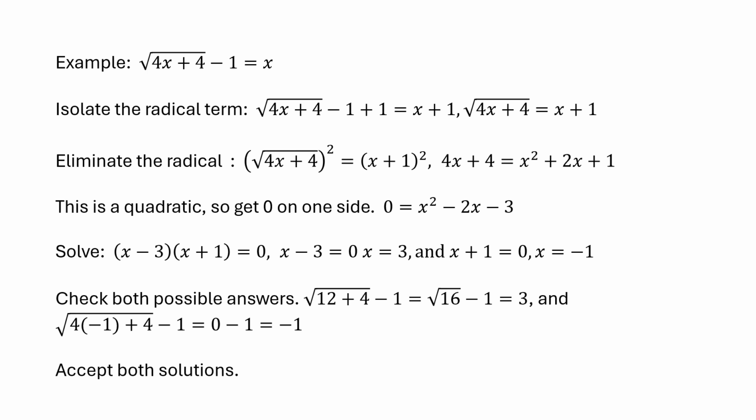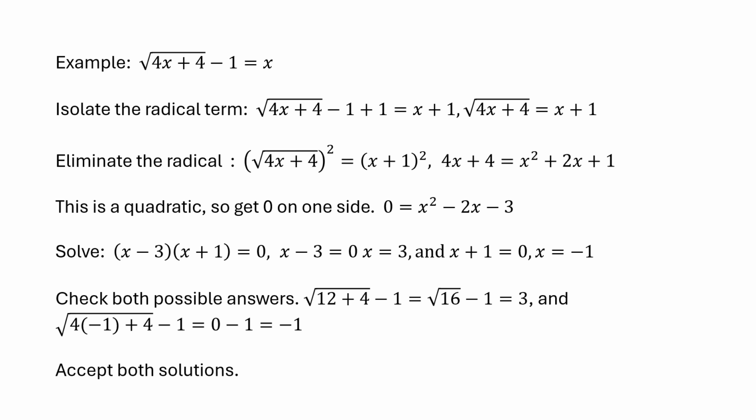Now, next example, the square root of 4x plus 4 minus 1 equals x. So we're going to isolate the radical term, the square root of 4x plus 4. So we add 1, and the negative 1 will go away, and that's equal to x plus 1. So I'll square both sides. I'm going to eliminate the radical by squaring. So the square root of 4x plus 4 squared equals x plus 1 squared.